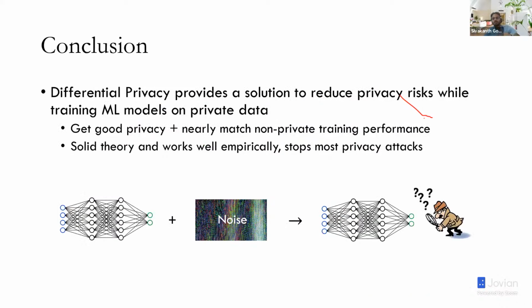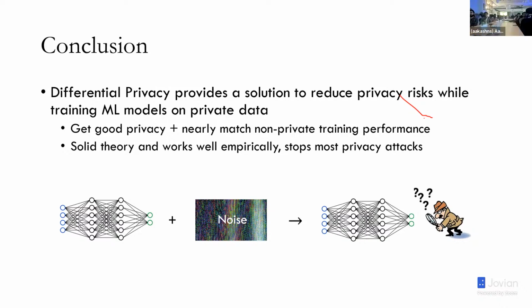So let me conclude. I just want to say that differential privacy is a nice technology which lets you train your machine learning models on private data and reduce privacy risks at the same time. And the state of the art is that you can get good privacy and nearly match the non-private training performance. So why not? The theory is solid, and it also works well empirically in stopping all kinds of privacy attacks which people tried. So it's not just fancy math. It also works well in practice in stopping all kinds of attacks. So I'll stop. Thanks.